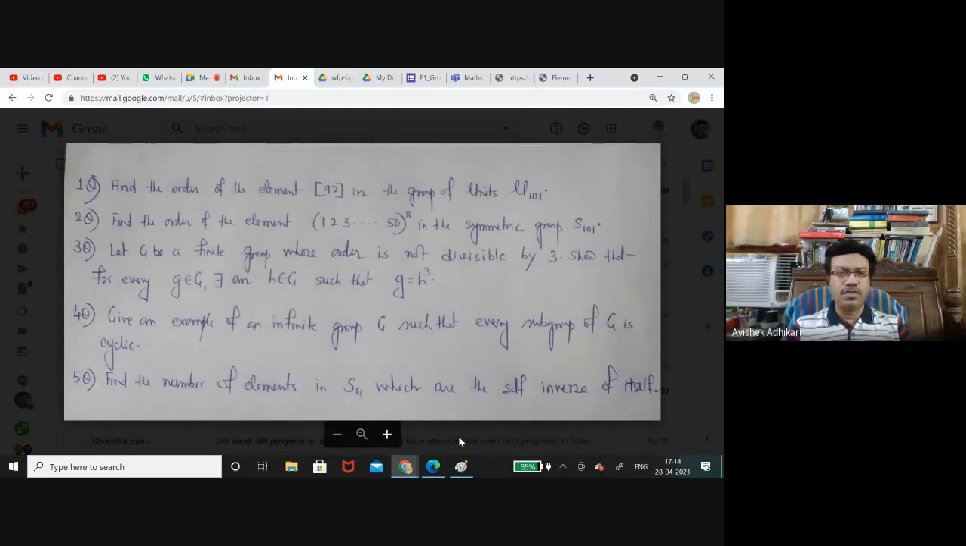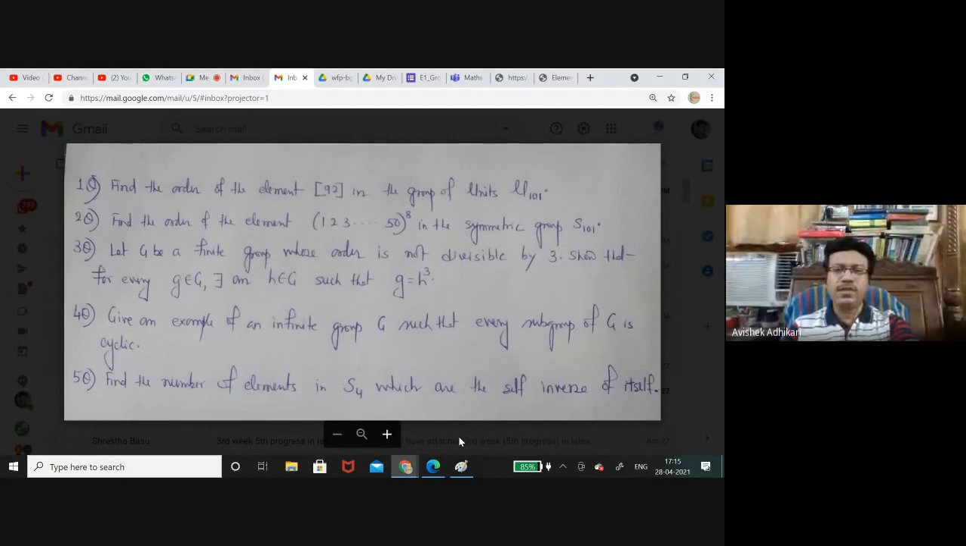So the first question is, find the order of the element 92 in the group U101. Okay, so that's my first question. The second question is, find the order of the element (1, 2, 3, ..., 50) to the power 8 in the symmetric group S101. Okay, so let me first go to the second question.